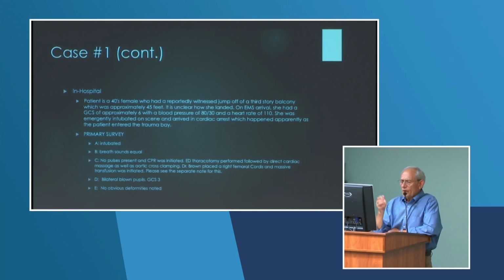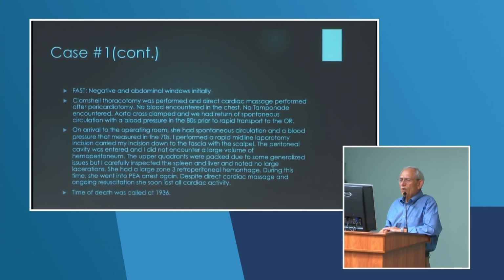So she went through the primary survey, etc. Anyway, both pupils by the time they took her to surgery were blown. They did a clamshell thoracotomy and direct cardiac massage. No blood was in the chest, no tamponade. Cross-clamped the aorta, then had a return of spontaneous circulation with a blood pressure in the 80s, went to the OR. She had spontaneous circulation and blood pressure in the 70s in the OR.